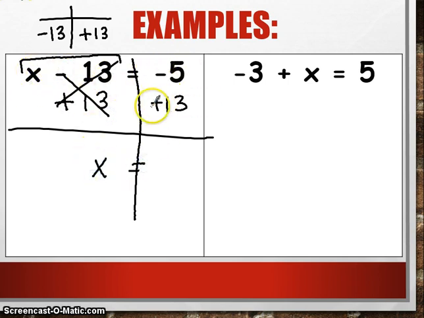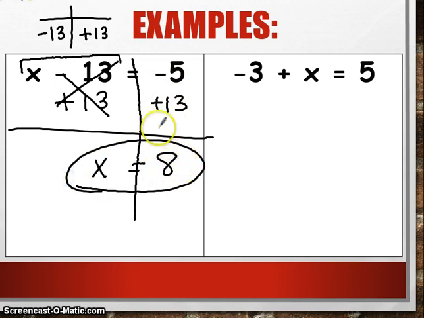Negative 5 plus 13 makes positive 8. You can substitute back in to make sure it makes sense. Does 8 minus 13 equal negative 5? And yes, it does.